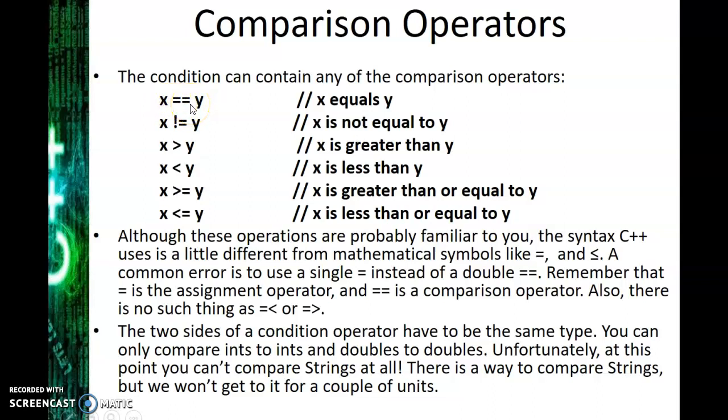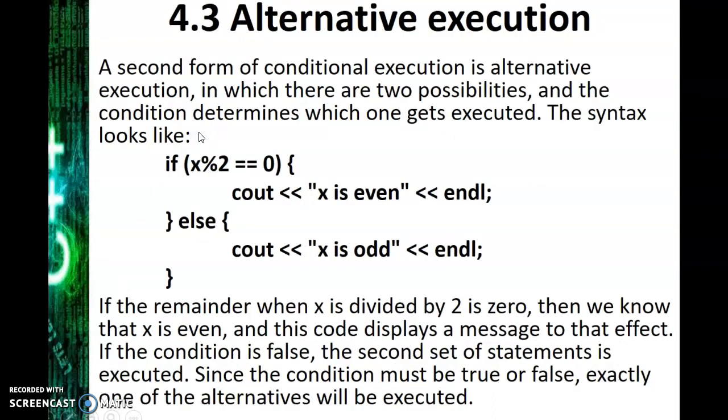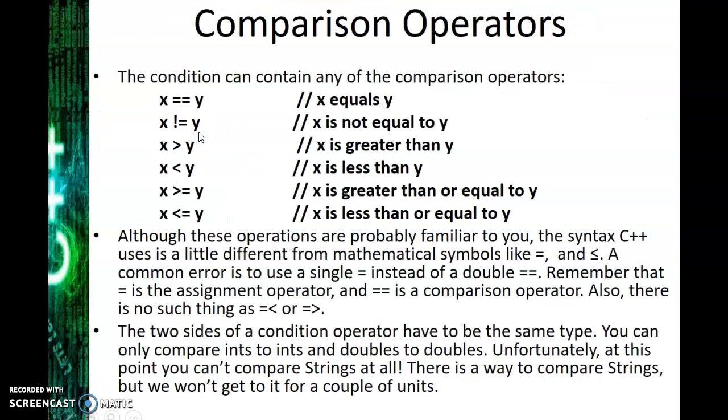Don't get that confused with one equal symbol. If it's one equal symbol, we actually take the value of y and put it into x. Two equals, we compare the two sides and return true or false. The next one is x is not equal to y, and we use the exclamation mark with the equal symbol, and that means not equal.